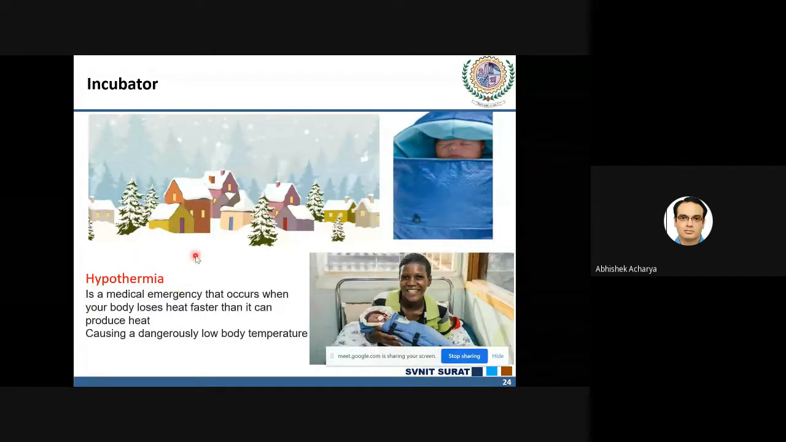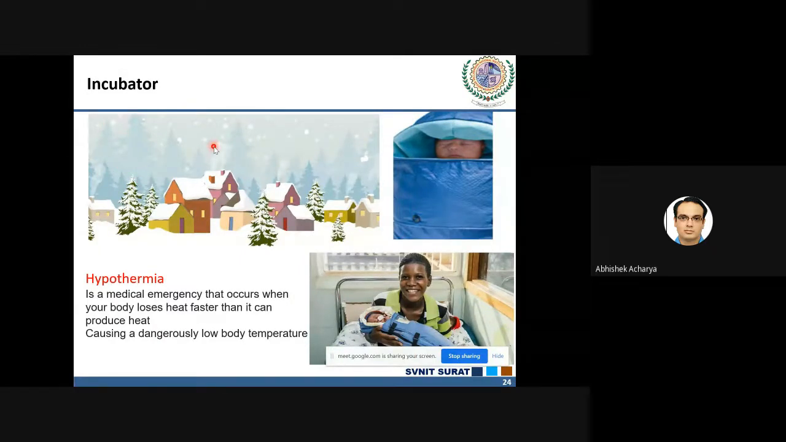So what is the meaning of hypothermia? It is opposite to the problem hyperthermia. In hyperthermia the temperature of the body rises, okay, whereas in the case of hypothermia the temperature of the body decreases, and it reaches the freezing point in certain cases. So that is why more death rates were reported in this particular area where a lot of snowfall is happening.